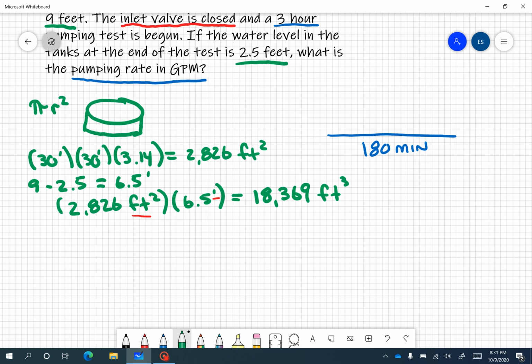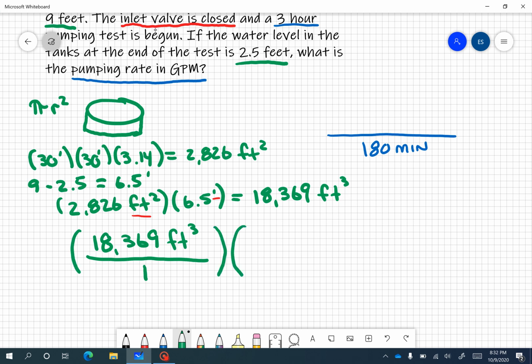And now we need to convert cubic feet into gallons. We know that there are 7.48 gallons in a cubic foot. Again, another one of those numbers that you're going to use so much that you're going to get tired of it. So 18,369 cubic feet, and we'll write this over 1 just to set up our math problem. And we have 7.48 gallons in 1 cubic foot. So cubic feet are going to cancel each other out.